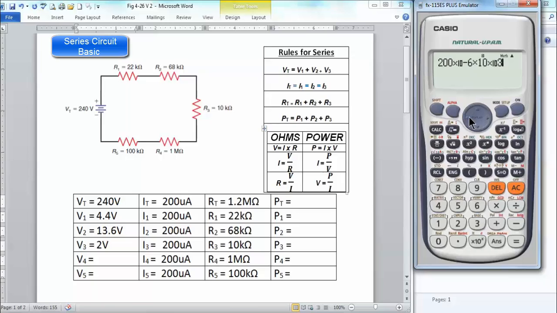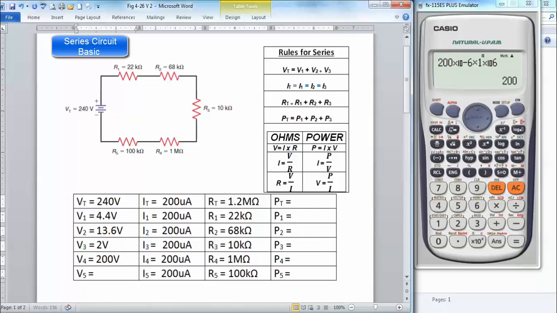Now I know immediately that my fourth resistor is going to drop a lot more voltage because it's a much bigger resistor. It's a 1 mega ohm resistor. So my current stays the same at 200 times 10 to the negative 6, but now I have to multiply this by 1 times 10 to the 6th for 1 mega ohm, telling me that I'm going to drop 200 volts across R4 for my V4 value. Now my V5 value, I will go back up here, remove this again, put in 100 times 10 to the third, and that gives me 20 volts for my V5.